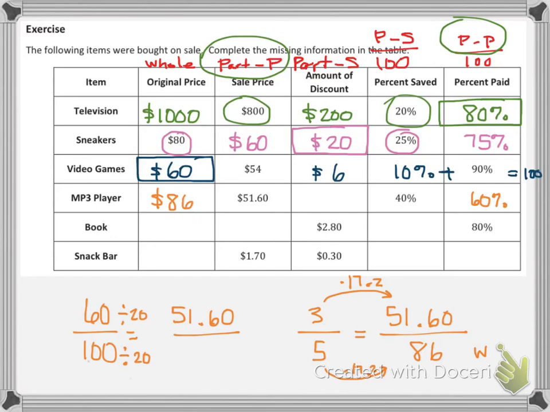All right, how do I find the amount of discount? Well, I subtract. 86 minus 51.60 is equal to $34.40. So that is the amount of discount, and that takes care of the MP3 player. All right, next is the book.